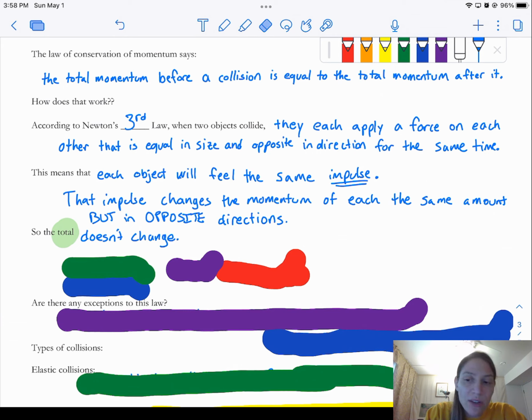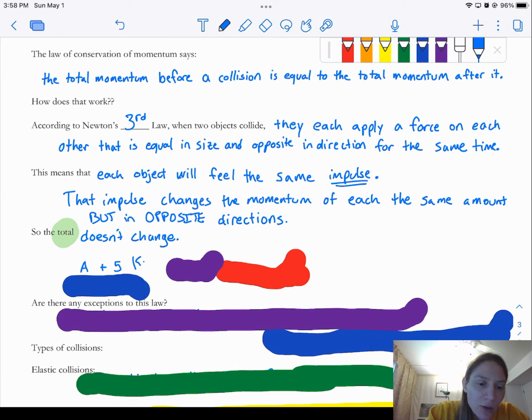Let's say we've got two objects, object A and object B. Let's say object A feels a change of +5, whatever, +5. Let's see, our unit for momentum is kilogram meters per second, and so it gains 5 kilogram meters per second. Maybe I should put that on there. That's our unit for momentum.